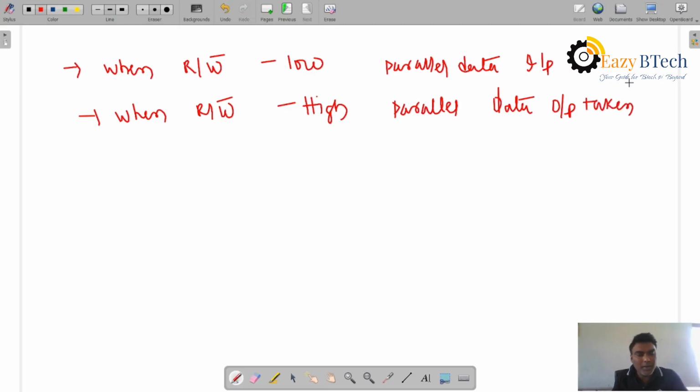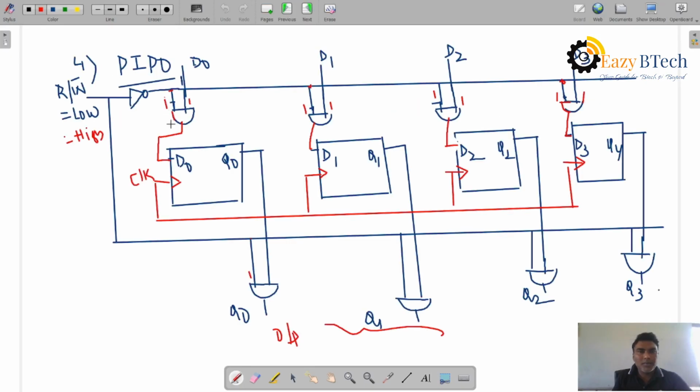So this is what happens in serial in serial out, serial in parallel out, parallel in serial out, and parallel in parallel out. When read write complement is low, the parallel data is taken. When read write is high, the data output will be taken. So data is applied at D0, Q0, D1, Q1, D2, Q2, D3 and Q3. This is what happens in these serial access memories.